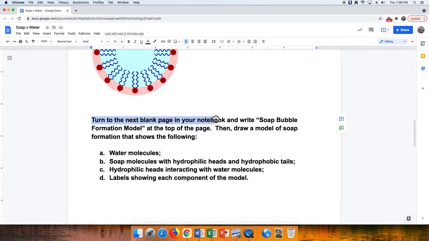Turn to the next blank page in your notebook and write soap bubble formation model at the top of the page. Then draw a model of soap formation that shows the following: water molecules, soap molecules with hydrophilic heads and hydrophobic tails, hydrophilic heads interacting with water molecules, labels showing each component of the model.